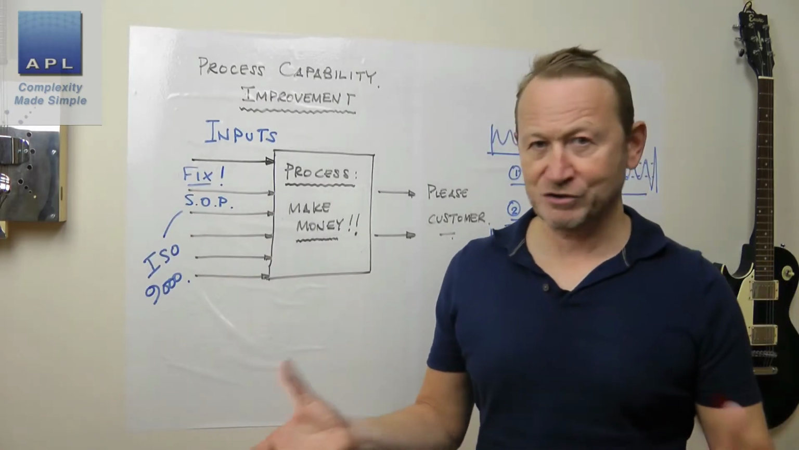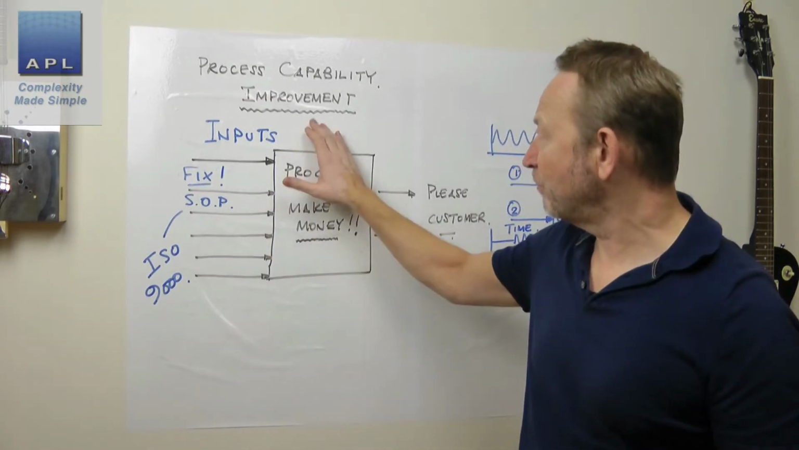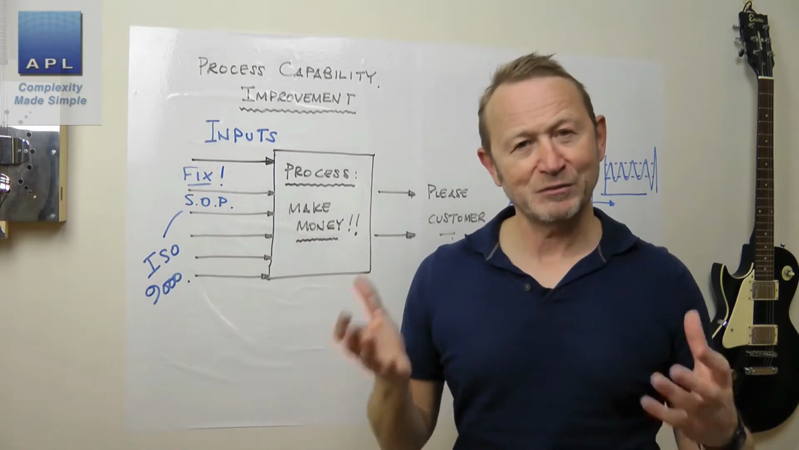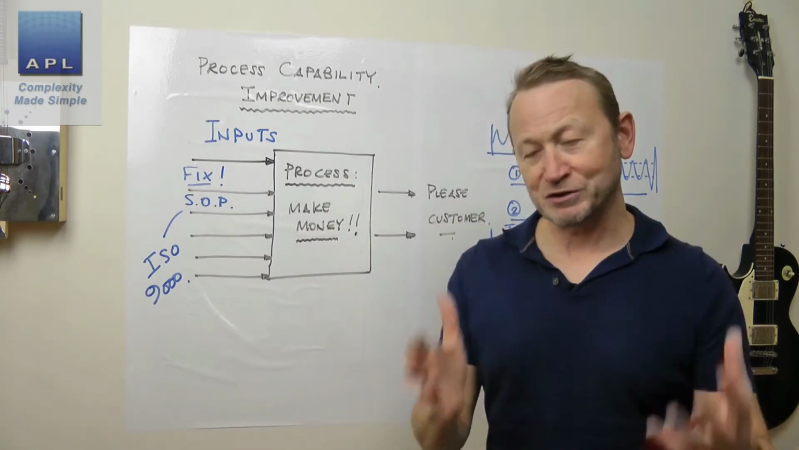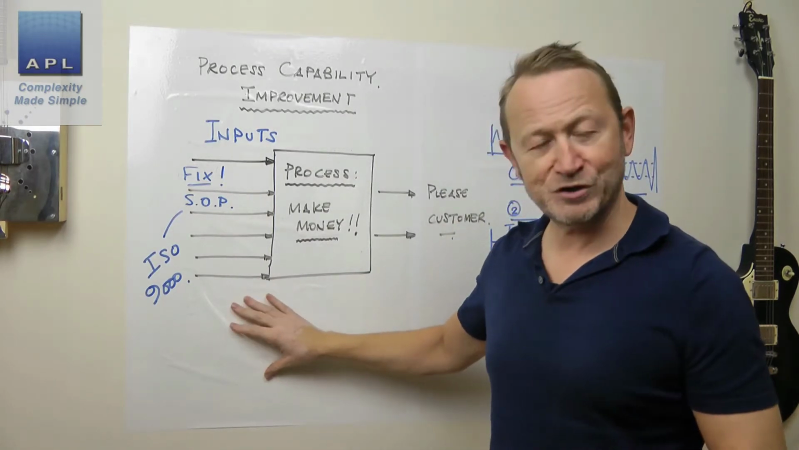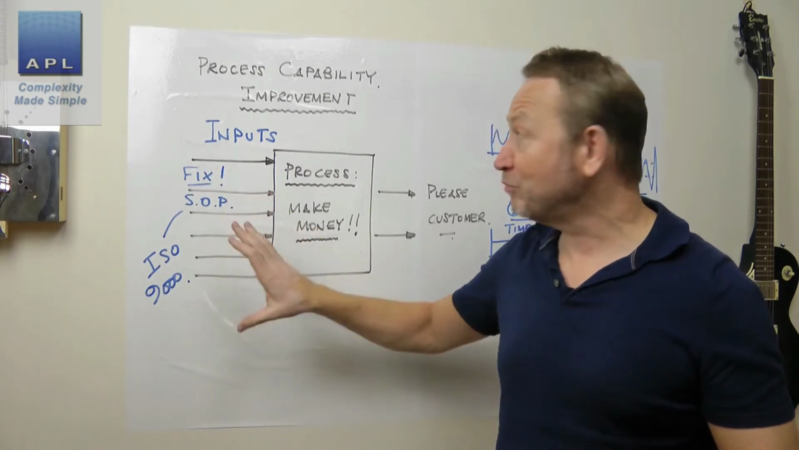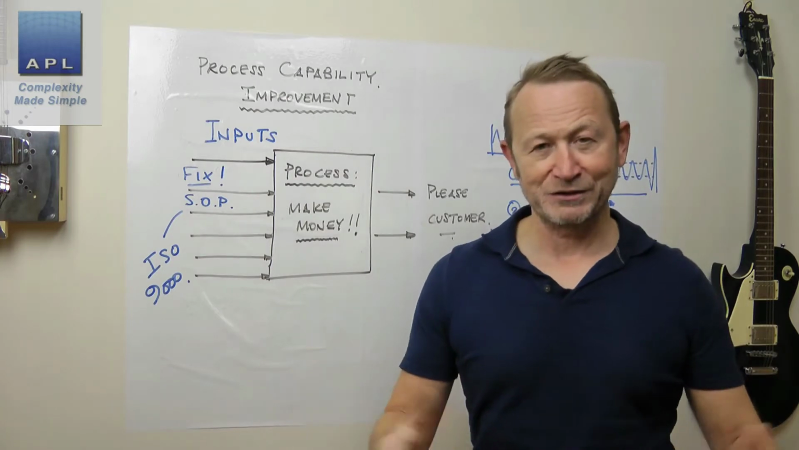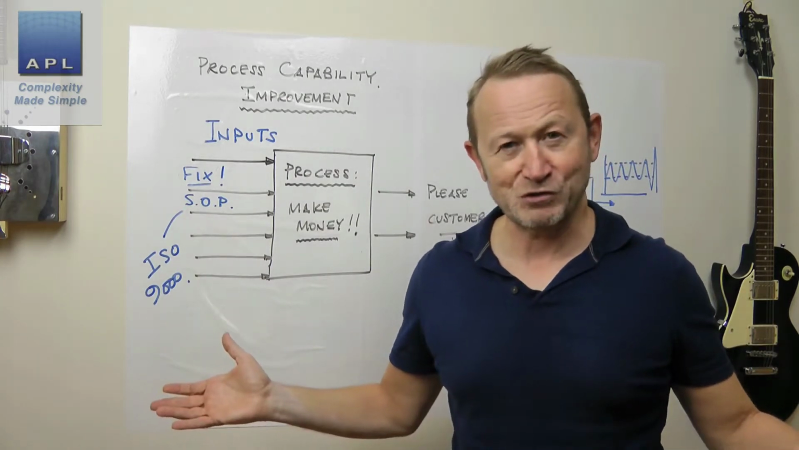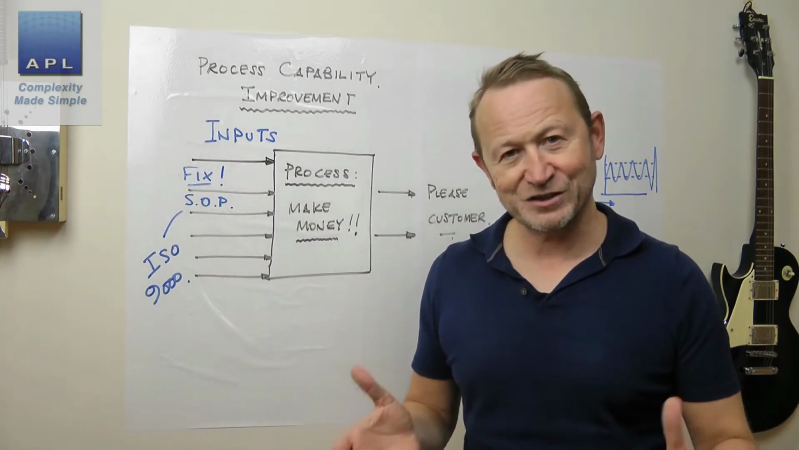Part 2 of the case studies that we've been looking at, which is all about process capability improvement. And what you're going to see once again is exactly the same principle being used. Inputs control the outputs. Fix the inputs, and the process capability just comes under control. That's it. It's that simple.